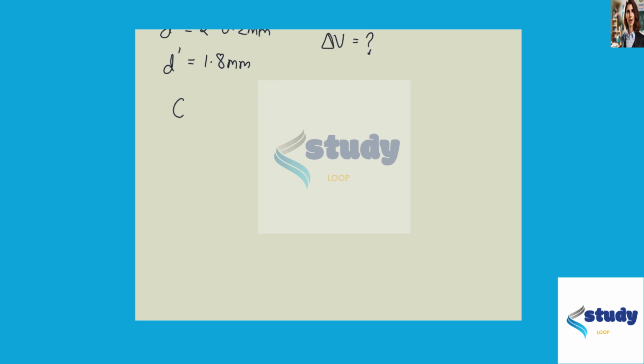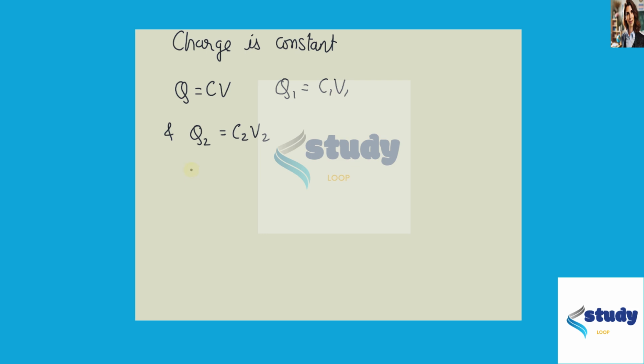One thing given over here is that the charge is constant. So when the distance between these two plates is changed, the charge still remains the same. So we can use Q is equal to C times V. I can write Q1 is equal to C1 V1 and Q2 is equal to C2 V2. As charge is constant, I can equate these two equations, so C1 V1 is equal to C2 V2.